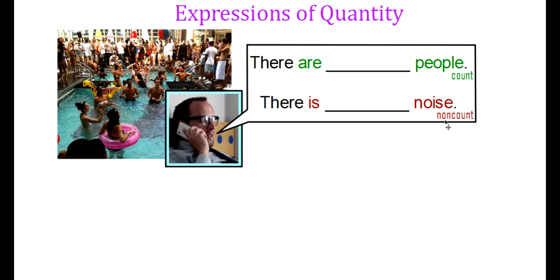Noise is a non-count noun. And you can never use are with a non-count noun. We have to use is. There is noise.